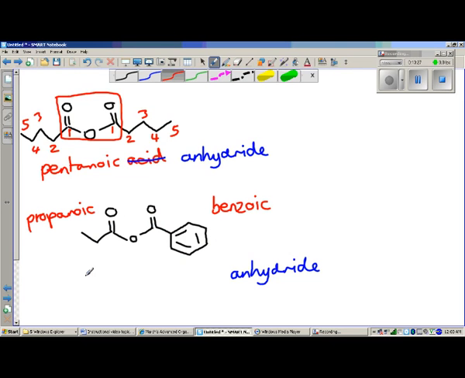And I hope you can tell how you arrange those. It's just alphabetically. So therefore, benzoic, propanoic, anhydride. Alright? Just arranged alphabetically, and there you go.